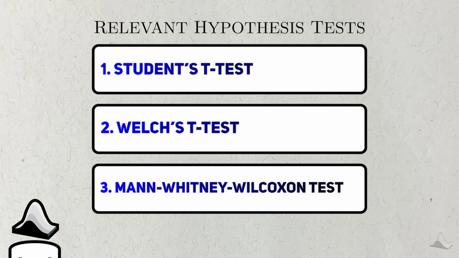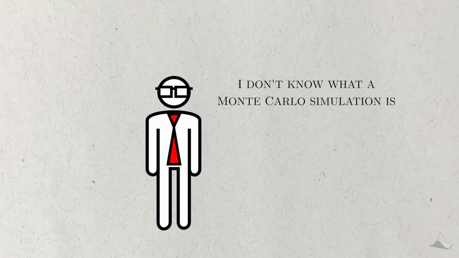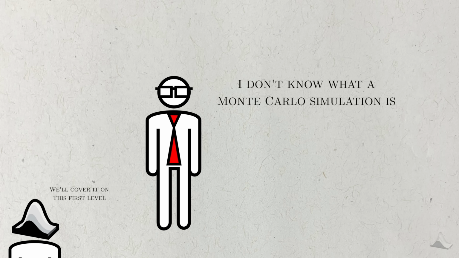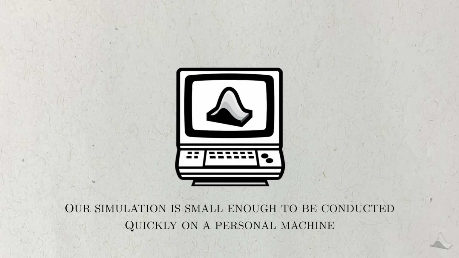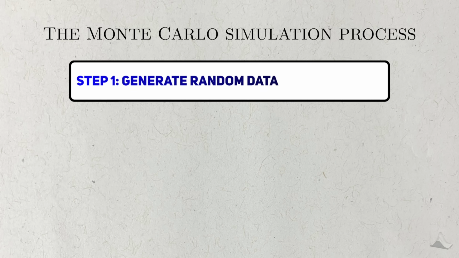The problem here is that there's multiple hypothesis tests, and it's not really clear which one will give me the best shot of detecting a significant difference between the thumbnails. This is where the Monte Carlo simulation comes in. If you don't know what a Monte Carlo simulation is, then don't worry. We'll cover it on this first level. In this level, our simulation study is small enough to be conducted quickly on a personal machine, like a laptop or a desktop. The first step in a simulation study is to generate data.